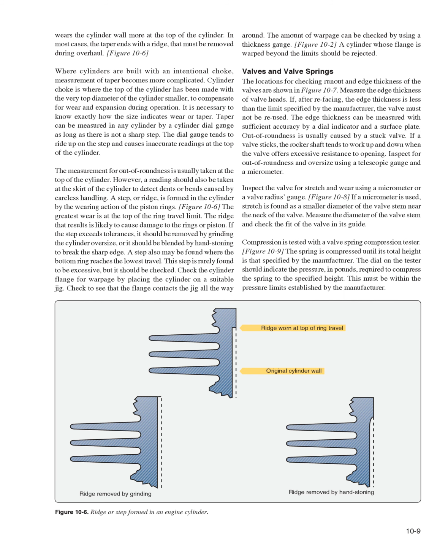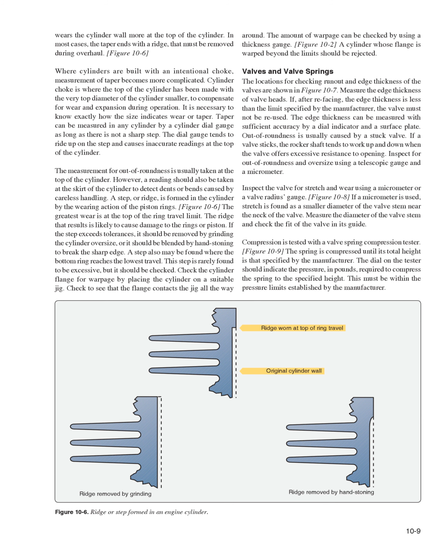Figure 10.6, where cylinders are built with an intentional choke, measurement of taper becomes more complicated. Cylinder choke is where the top of the cylinder has been made with the very top diameter of the cylinder smaller, to compensate for wear and expansion during operation. It is necessary to know exactly how the size indicates wear or taper.